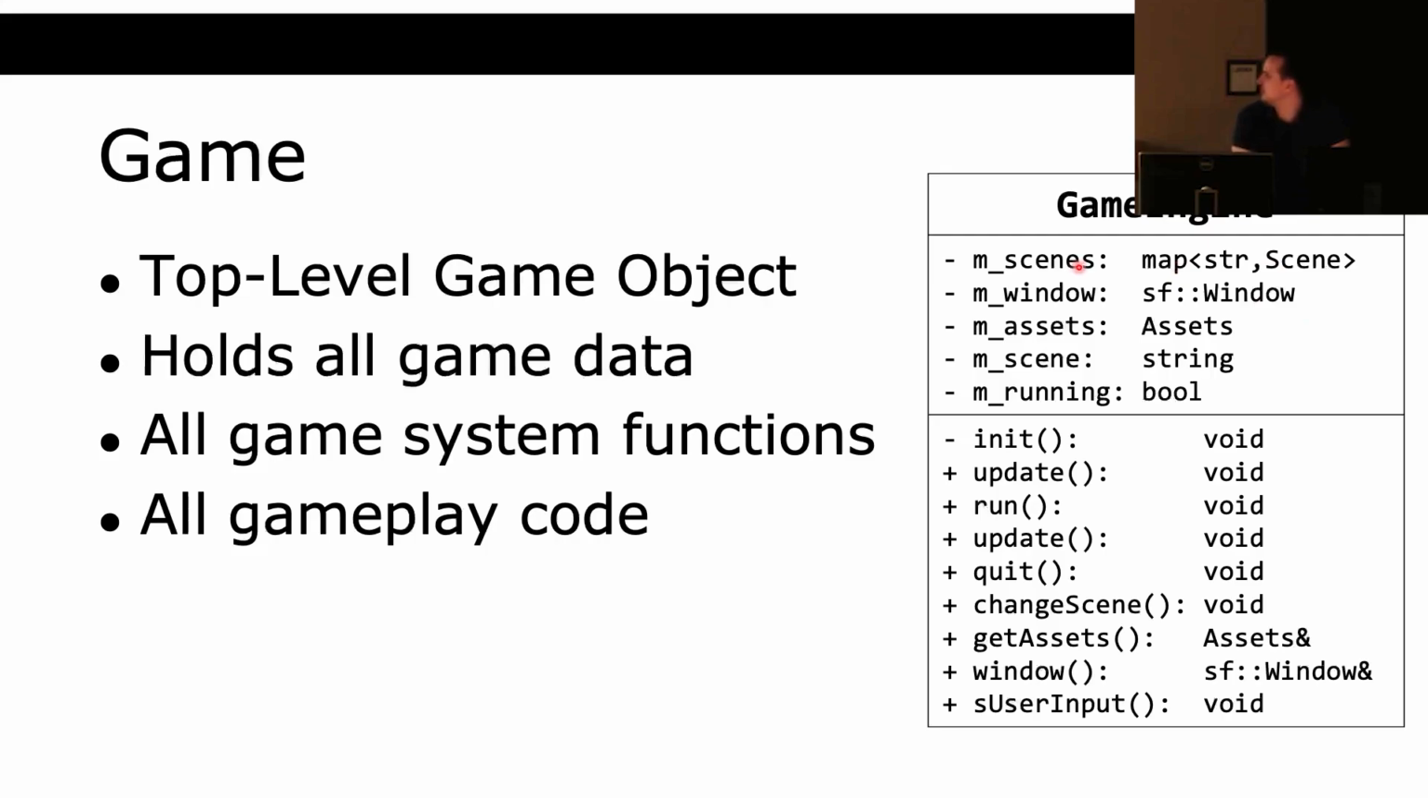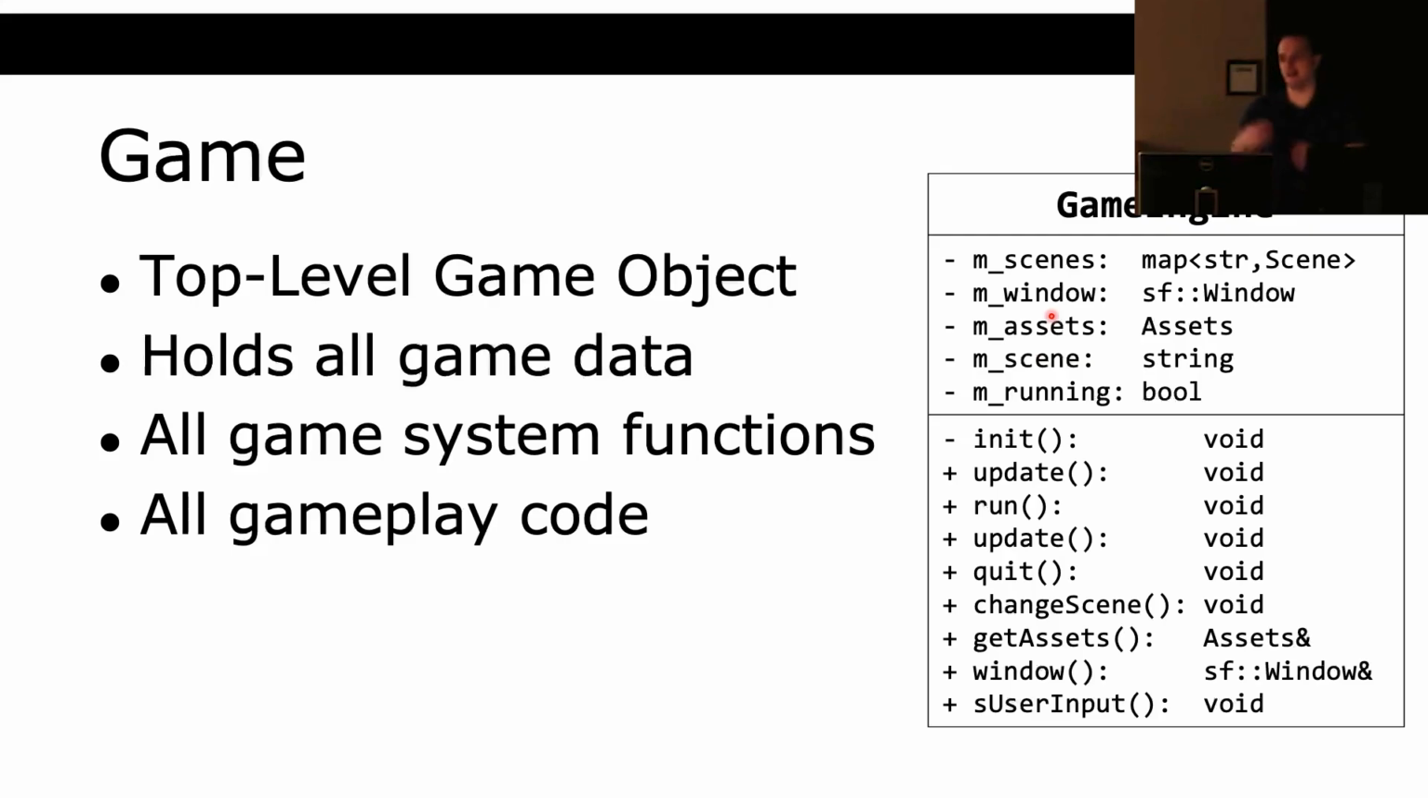So the game engine is going to hold data that all of the scenes need to access, right? For example, it's going to hold a map from strings to scenes. And so what we're going to be able to do is say, hey, switch to the menu scene, and it will have that stored in its own scene. We're going to have the window here in the game engine. So the window is common to all the scenes, right? Because we're all drawing to the same window.